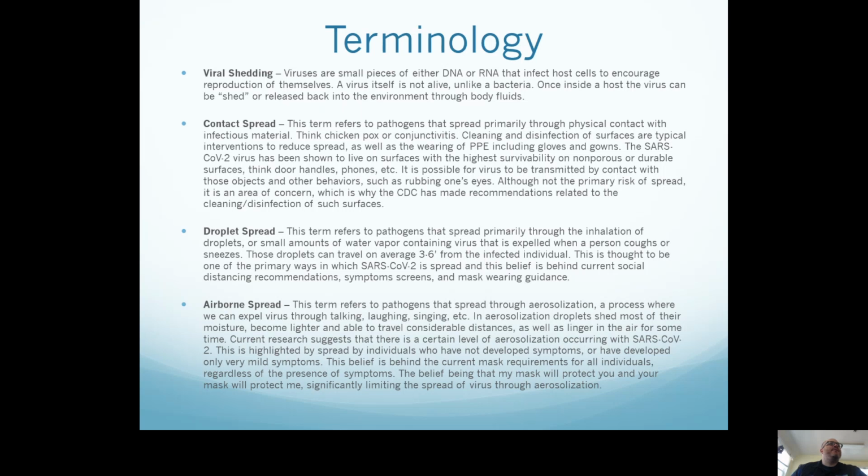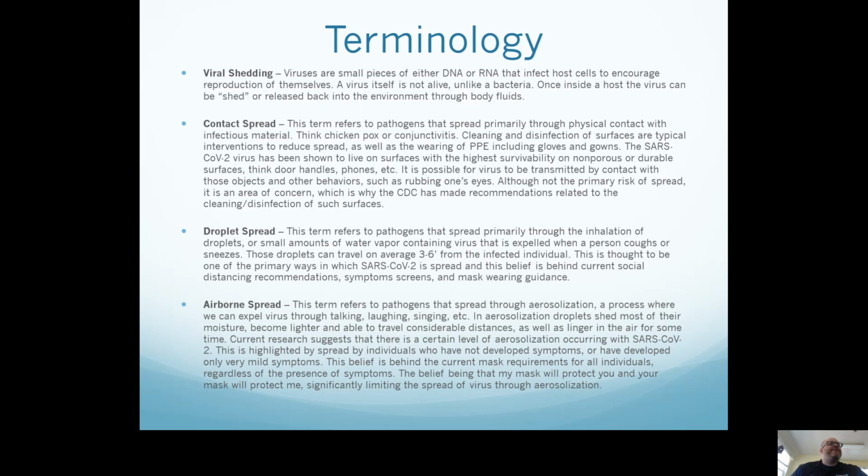It is also possible for that virus to be, through contact, picked up by another person and enter their body through a behavior such as rubbing your eyes. It is not the primary risk of spreading of the virus. However, it is a concern, which is why the CDC has made the recommendations related to cleaning and disinfection that we engage in, that we ask employees to engage in.